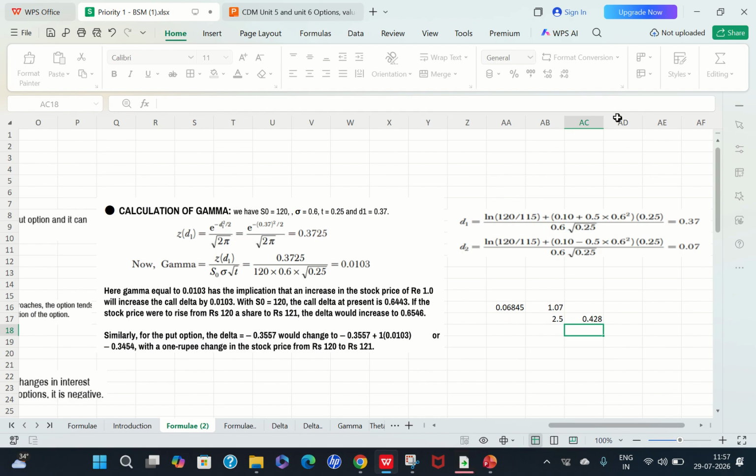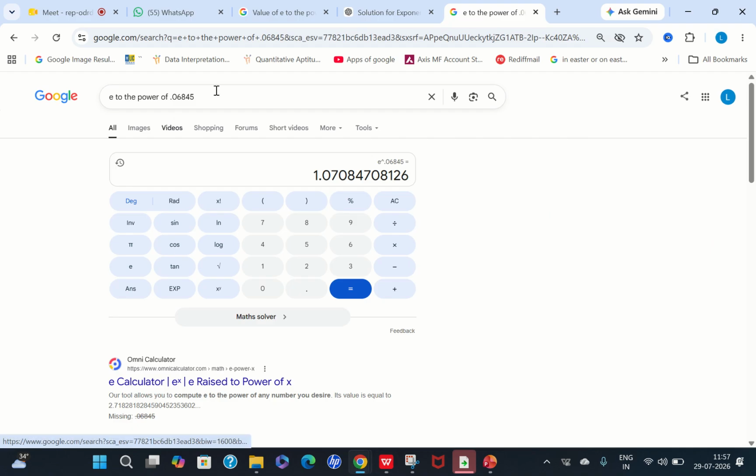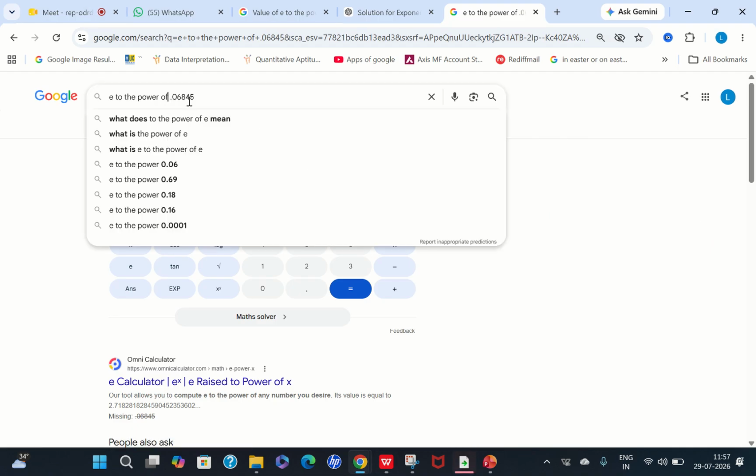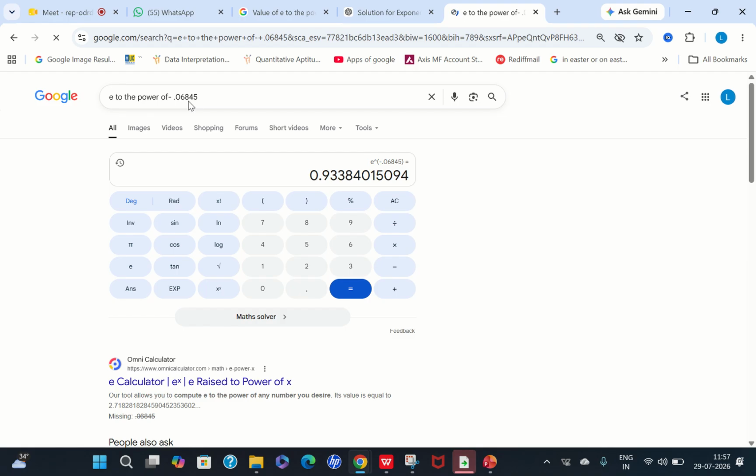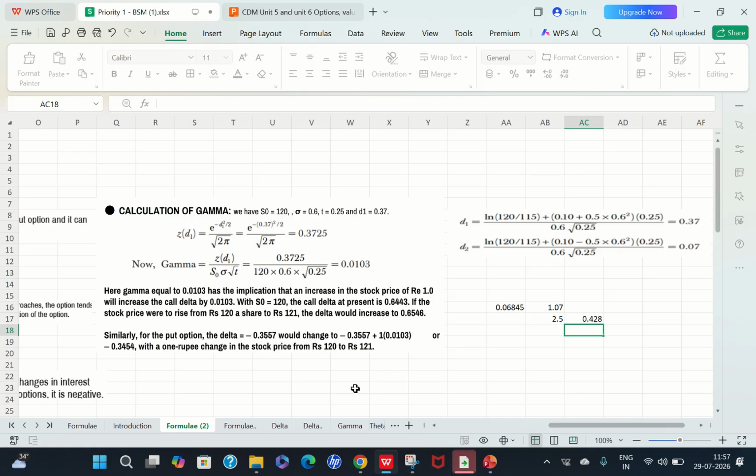Let me put it again. The power of minus 0.933, 0.37. So this is how you normally calculate it. You need not worry about e-values. E-values will be given in your examination. E-values, normal distribution, probability table values, all will be given.